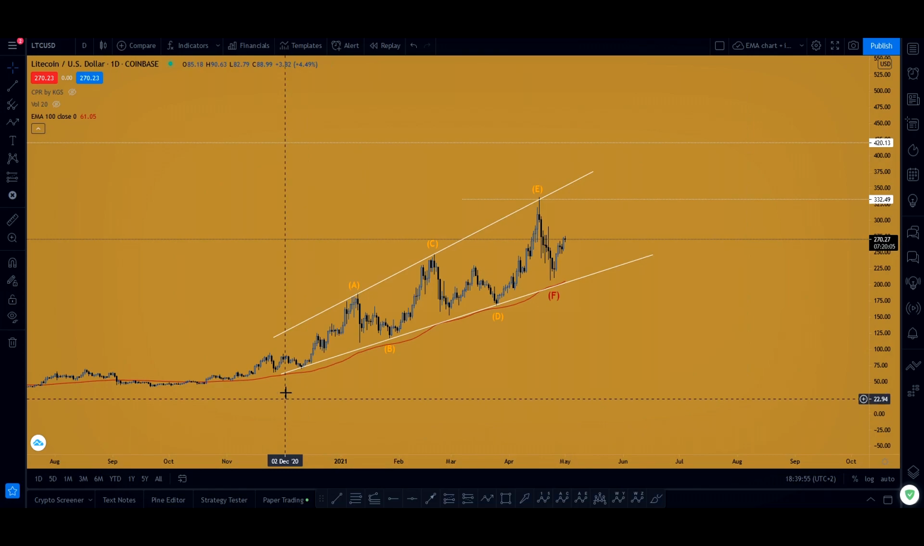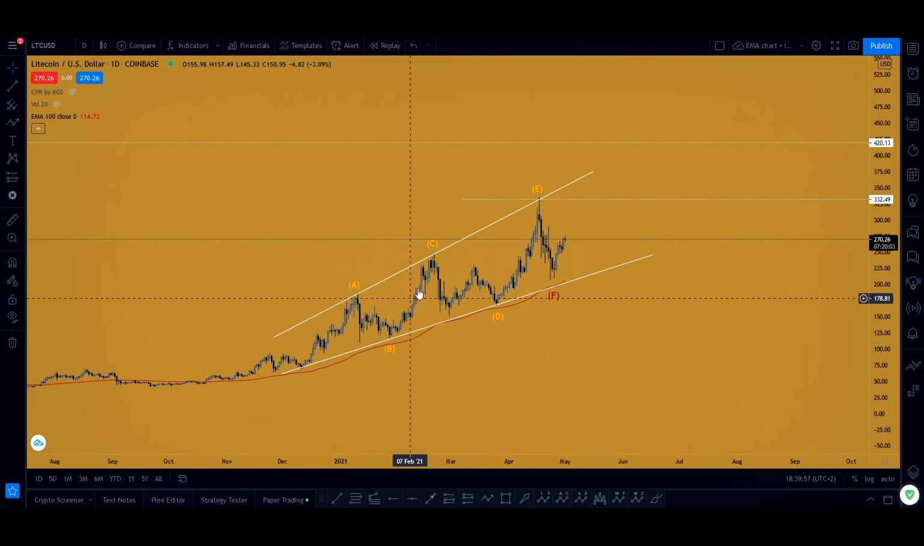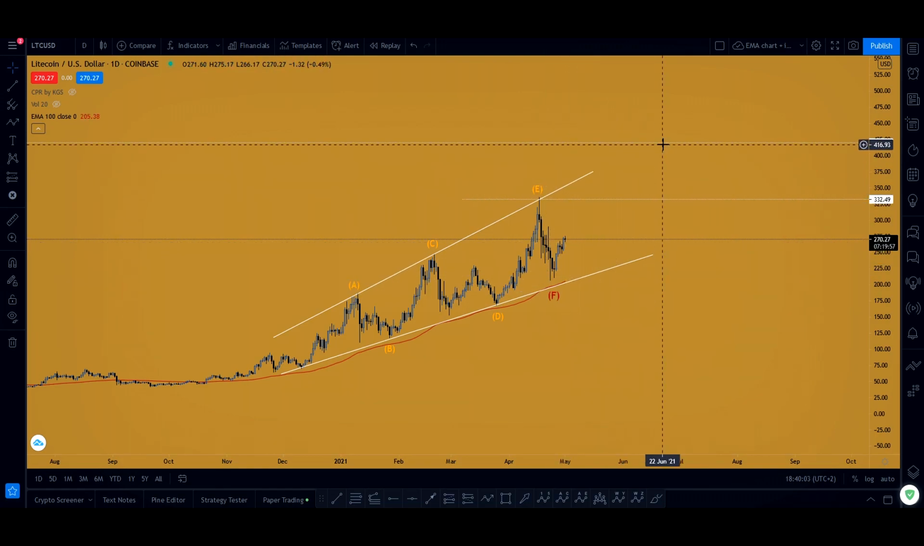So as you can see, we had our wave A, wave B, C, D, E. Then we had this correction, and now we're moving back upwards. If you look at our wave E, it's around 330, 335, and this is actually an important level. And why is that an important level? Because this is actually our confirmation.